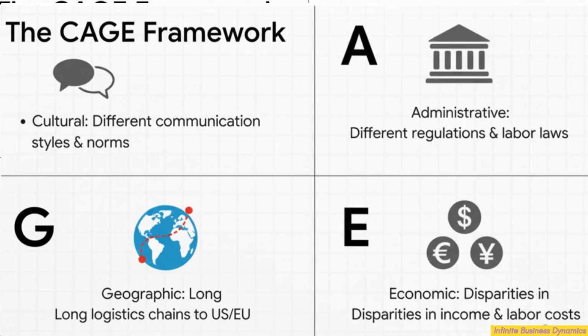Now, this CAGE framework is a really brilliant tool because it shows us that culture is just one piece of a much larger puzzle. It helps us see all the distances that separate these markets. We've been focused on the C for cultural, but you also have to deal with A for administrative stuff, like different laws, G for geographic distance and all the logistics that come with it, and E for the massive economic differences. Successfully managing a global supply chain means you've got to navigate all of these distances at the same time.